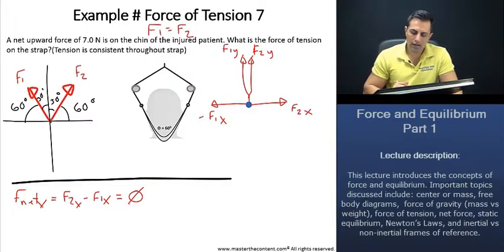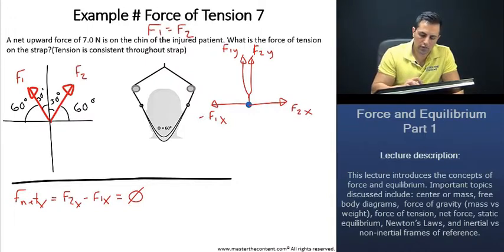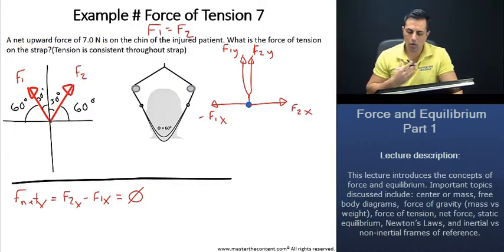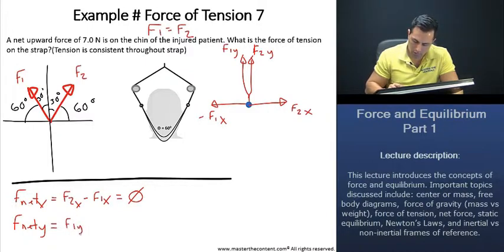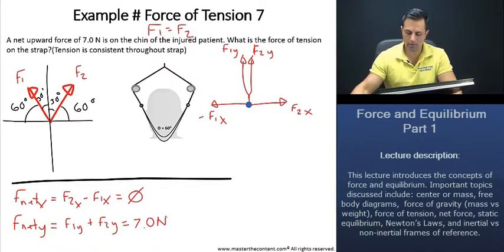If that is 0, then the net upward force of 7 newtons is primarily attributed to the y components, the net force of the y components. If we rewrite the net force in y, it's just going to be the y component of force 1 plus the y component of force 2, and that's equal to 7 newtons, as we see there.